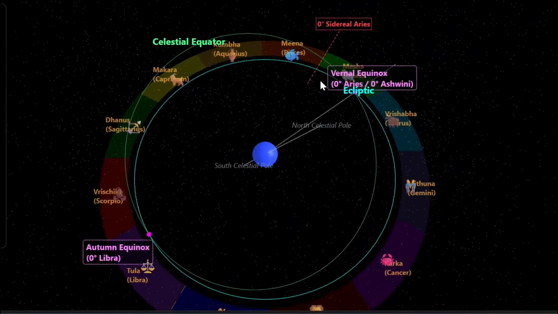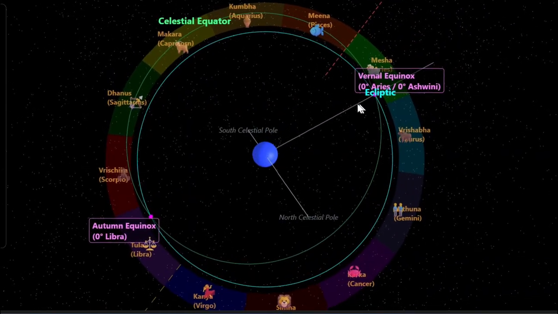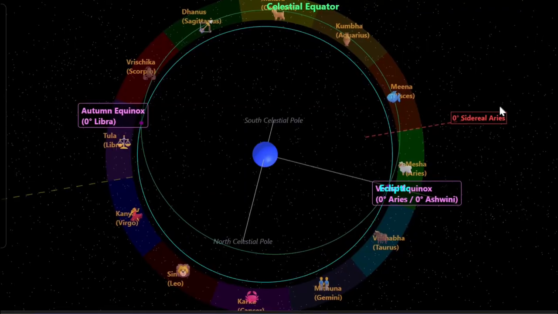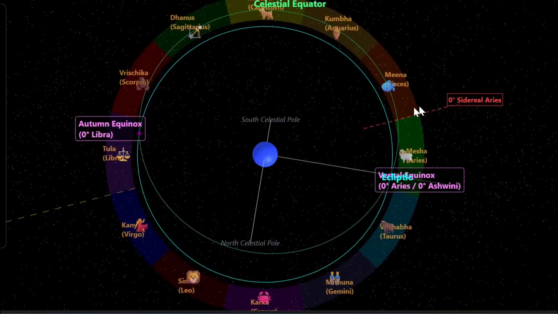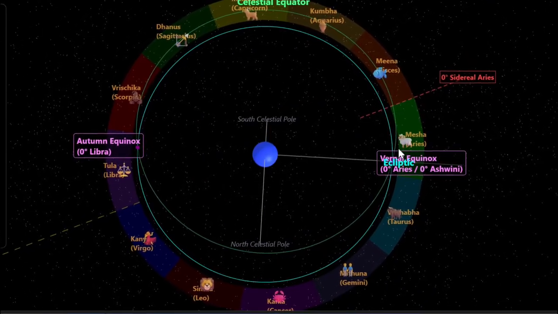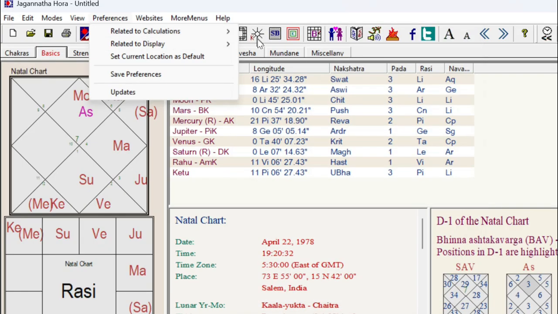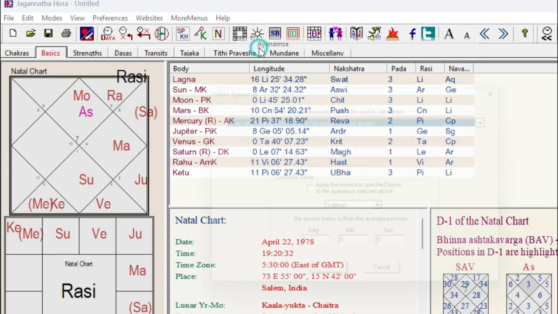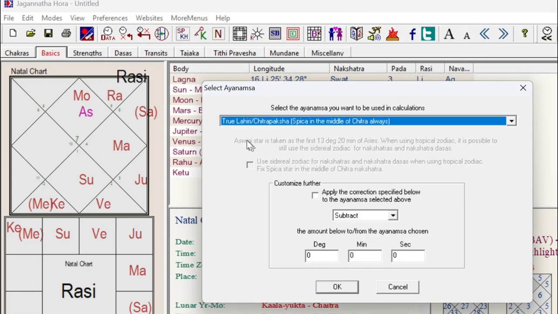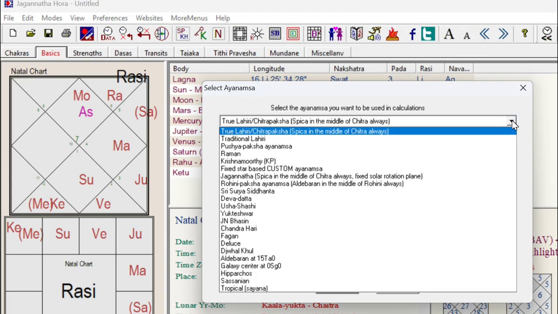So this is the difference between this equinox and this point, you can see this 0 degree sidereal axis, this point. This is known as Ayanansha. Every Rashi will have 9 padas. And see here we take Ayanansha. If you press it, it will ask which Ayanansha you are taking. And see, there are so many Ayananshas.